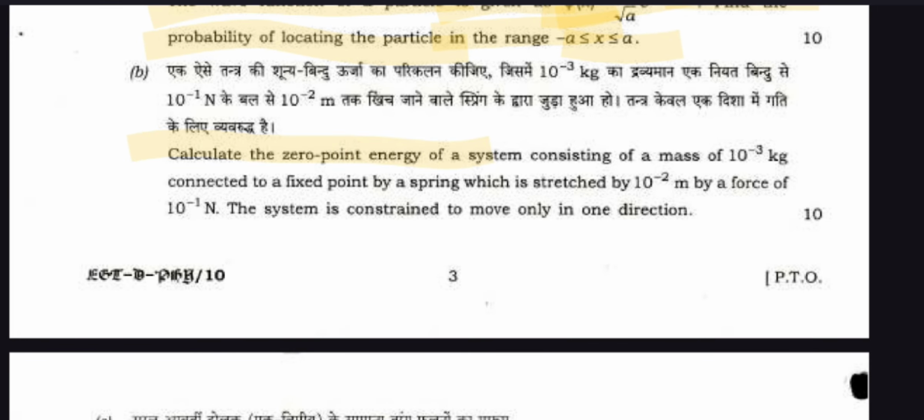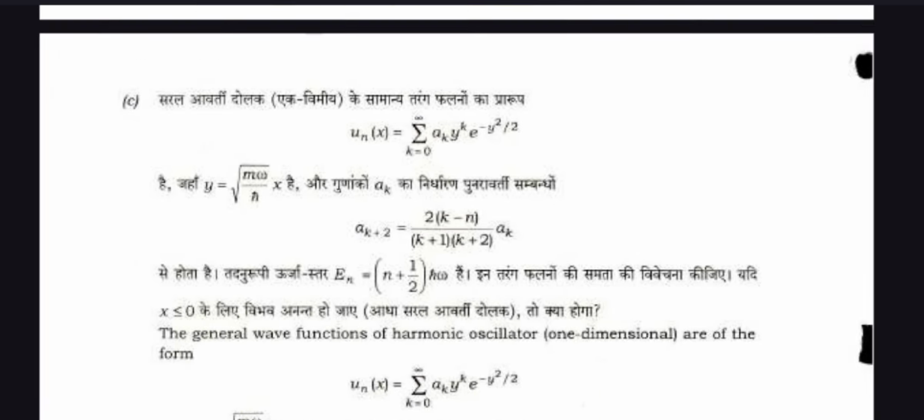Calculate the zero-point energy of a system consisting of a mass of 10 to the power minus 3 kg connected to a fixed point by a spring which is stretched by 10 to the power minus 2 meter by a force of 20 pi Newton. The system is constrained to move only in one direction. Question number c is here.